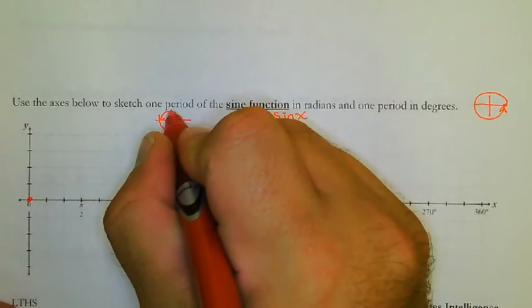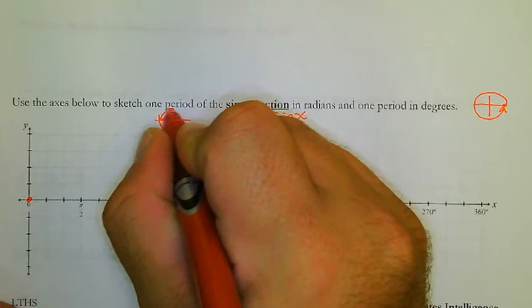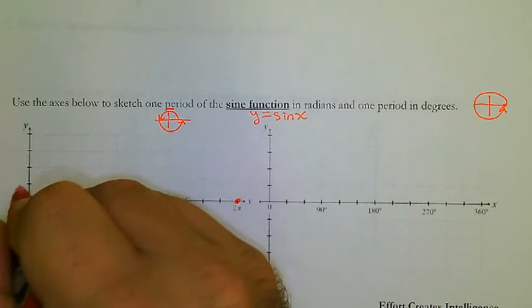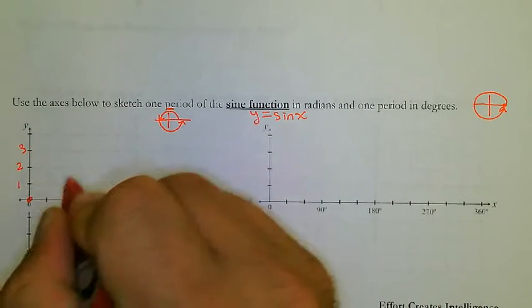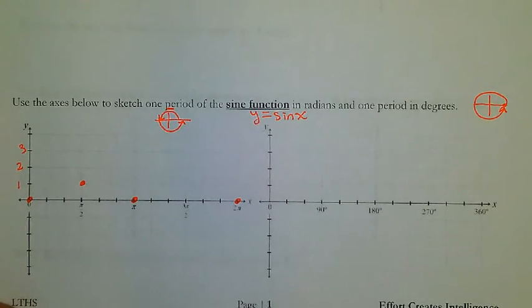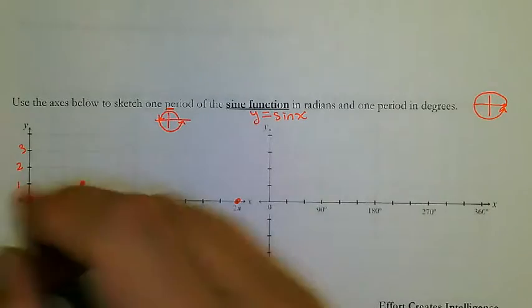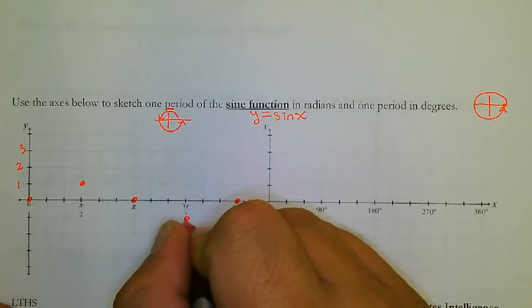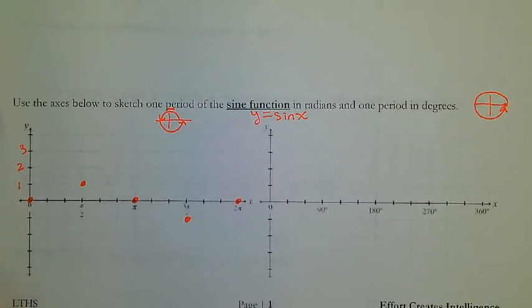Okay? I know that at this max, at 90 degrees, if I let this be 1, 2, 3, then at pi over 2, at 90 degrees, my sine function is at a maximum. And at 3 pi over 2, my sine function is at a minimum.